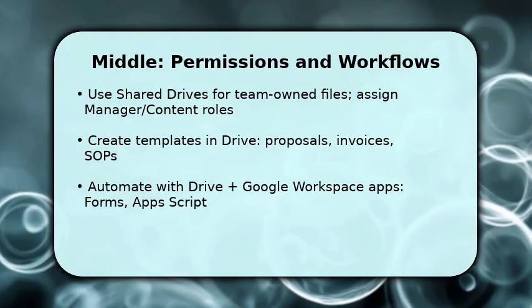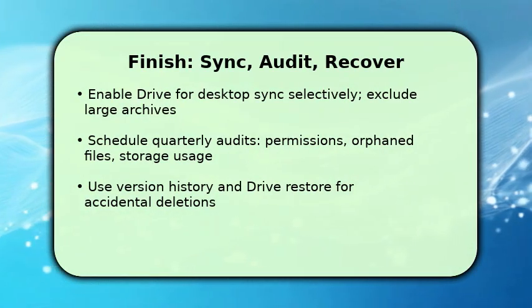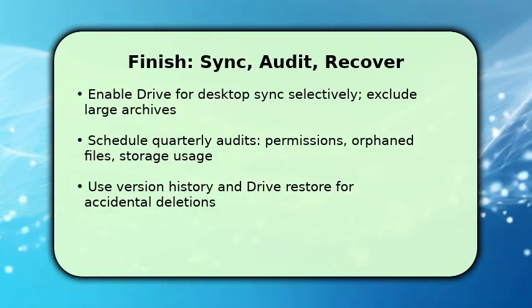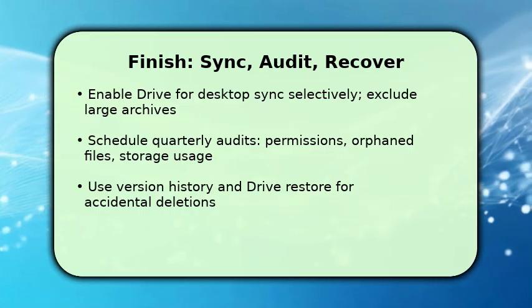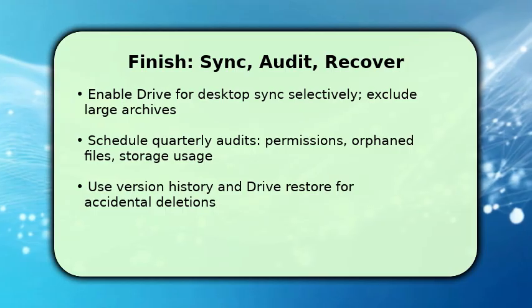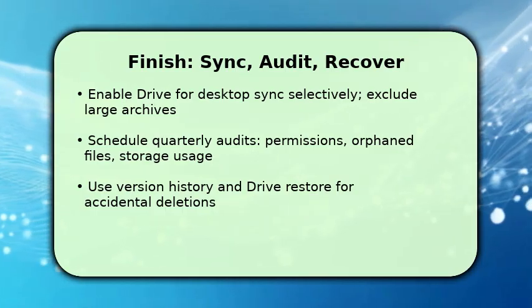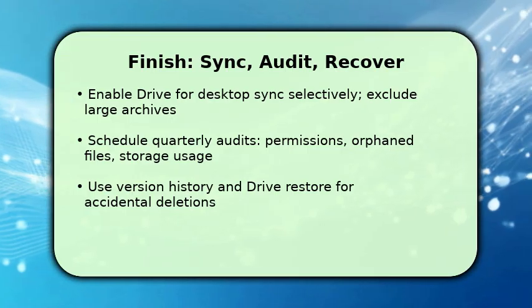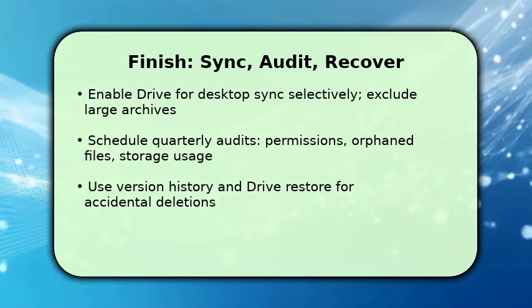You finish by syncing and auditing to keep the system healthy. Install Drive for desktop only on devices that need active sync and exclude bulky archives to save bandwidth. Instead, archive to cold storage. Then schedule quarterly audits to review permissions, locate orphaned files, and reclaim storage, because small fixes prevent big breaches.